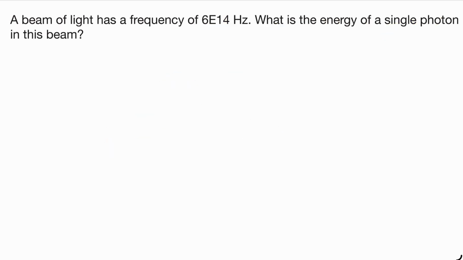This problem reads, a beam of light has a frequency of 6 times 10 to the 14th hertz. What is the energy of a single photon in this beam? And so because I'm given frequency and I need to solve for energy, I'll be using the equation, the energy of a photon equals Planck's constant times the frequency of that photon. And now let's just plug in what we know.